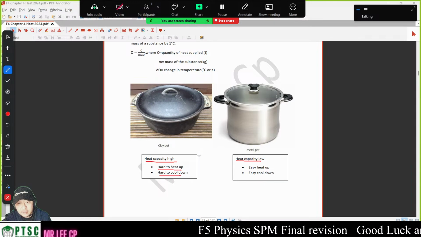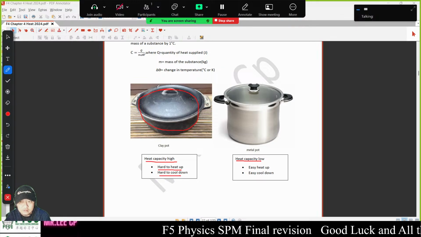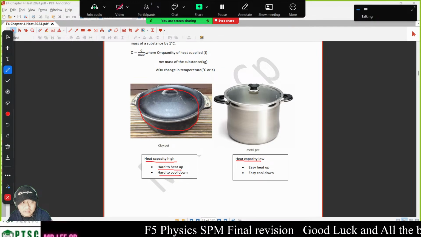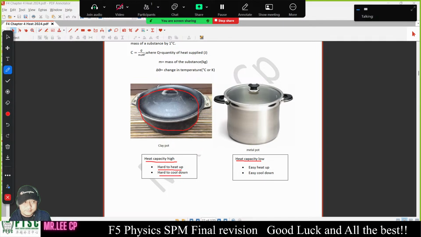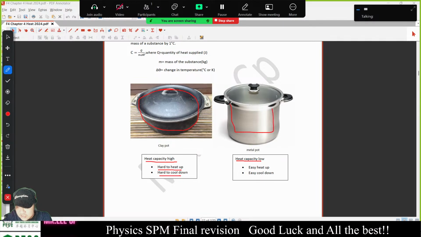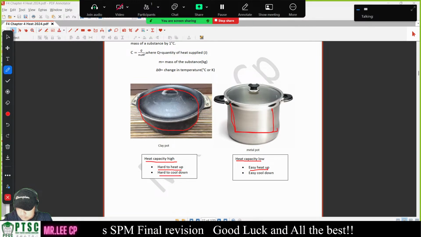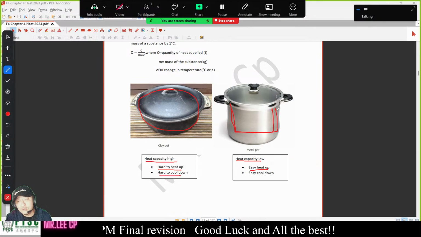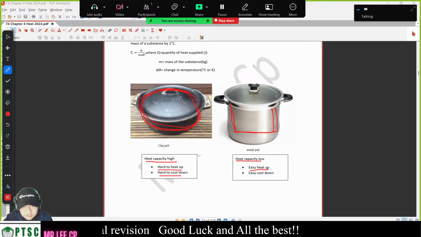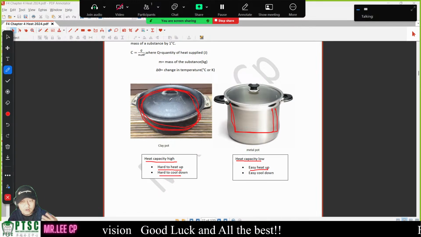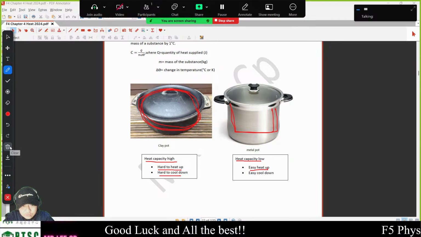For example, a clay cooking pot is very hard to cool down. Once it is heated, it is very hard to cool down. But if you want to make it hot, it will take time. But a metal pot is easy to heat up. You cook with a metal pot, it is fast to cook, right? But if you want to keep warm, the clay pot is the best one. It can stay hot for a longer period, while the metal pot is easy to cool down also.